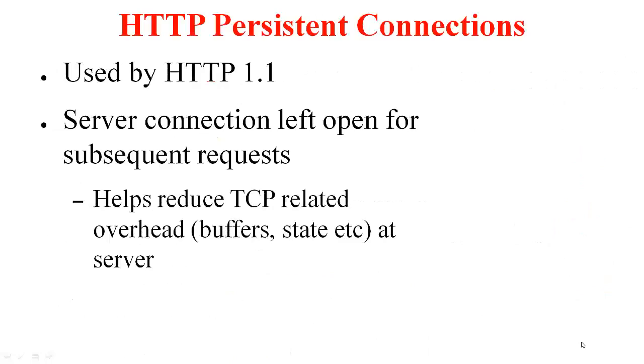As mentioned, the problem with non-persistent connections is that the server has to manage too many TCP connections, which can be considerable overhead. So this was rectified in HTTP 1.1, where the server connection is left open for subsequent requests. Basically, if we are still dealing with that particular page with 5 embedded objects, you're going to establish the TCP connection, send the request, get the response, and you could use the same TCP connection to send these other object requests as well.